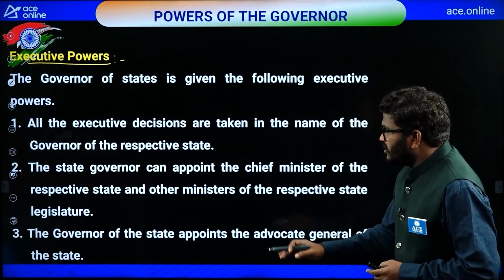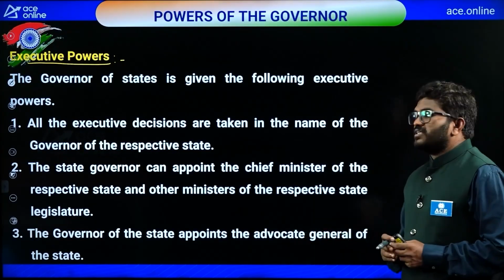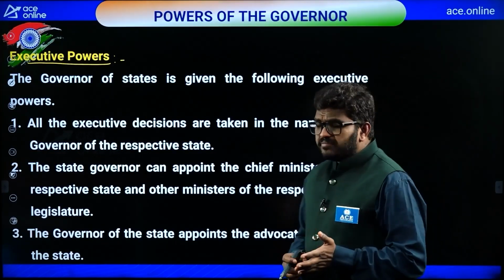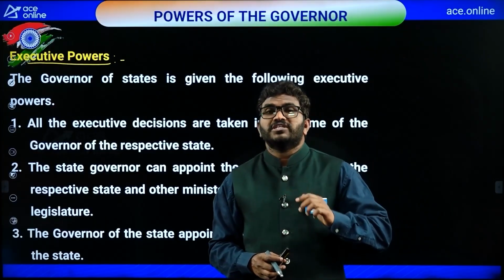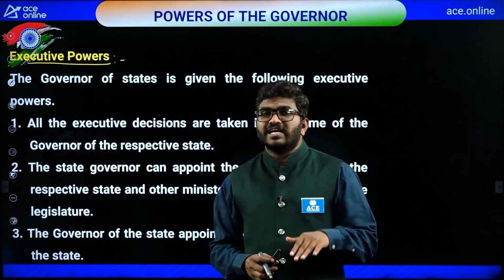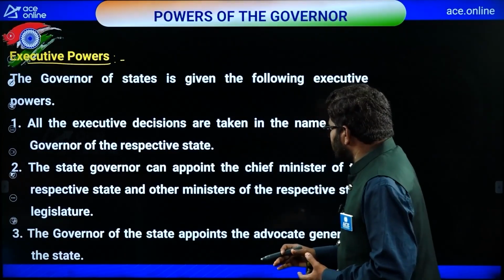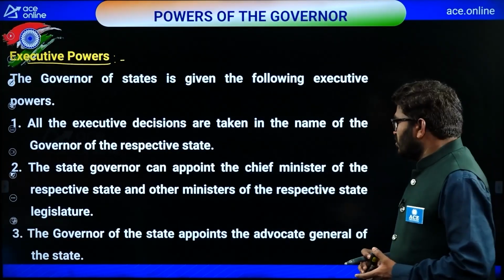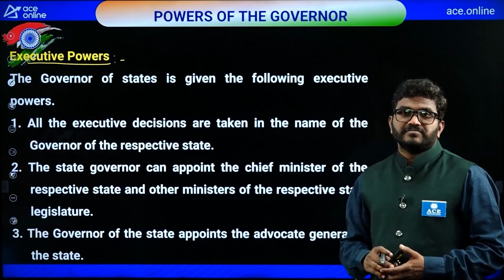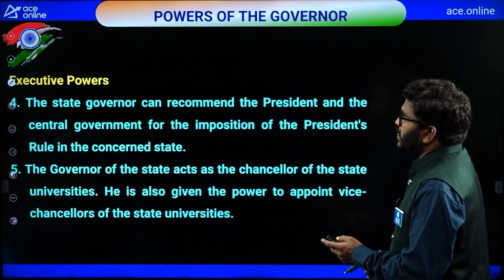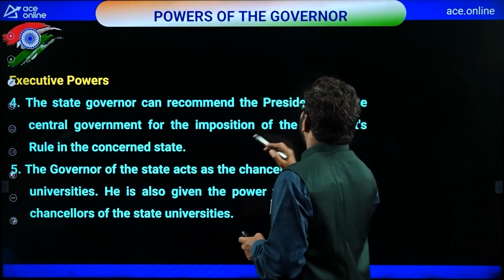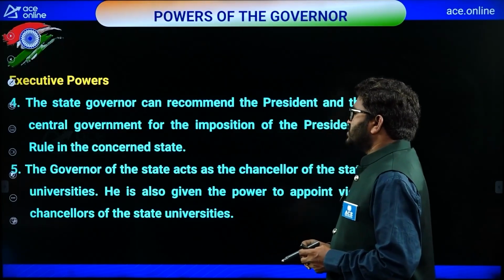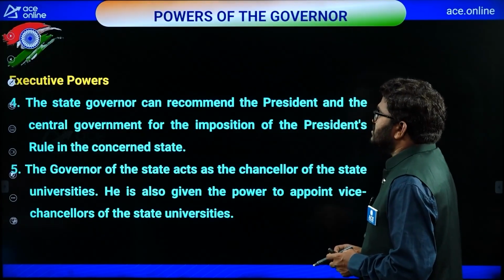The governor of the state appoints the advocate general of the state. So at the central level, the president appoints the attorney general of India. Attorney general of India means the topmost legal officer of the government. At the state level, the topmost legal officer in the state government is the advocate general of the state. Now, fourth one, the state governor can recommend to the president and the central government the imposition of the president's rule in the concerned state.